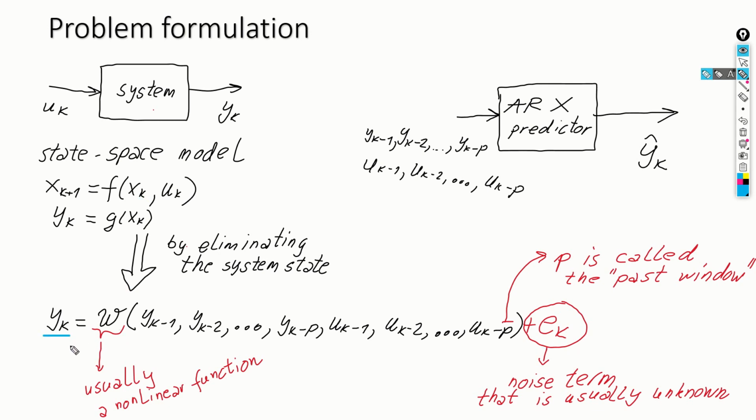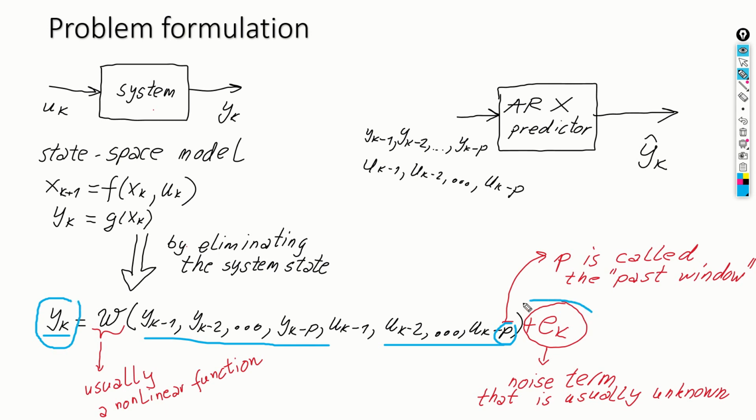This system description tells us that the system output at the time instant k can be represented as a nonlinear function of the system's past outputs and past system inputs. So the system output at the time instant k is a nonlinear function of the output at the time instant k minus 1, k minus 2 until k minus p, and inputs starting from k minus 1, k minus 2 until k minus p. That is, we go backwards in time. The positive integer p is called the past system window. Now, w is a nonlinear function for nonlinear systems. If a system is linear, w is a linear function.